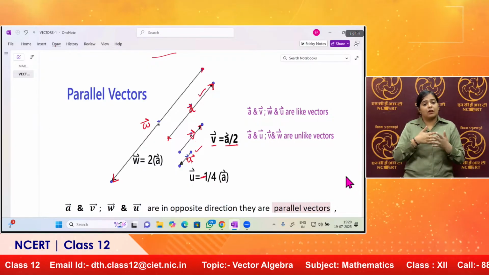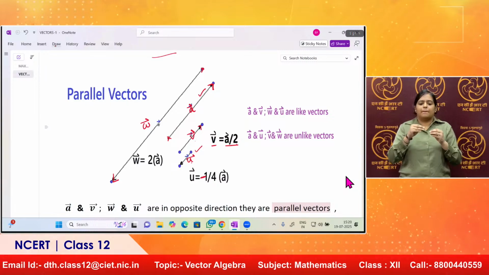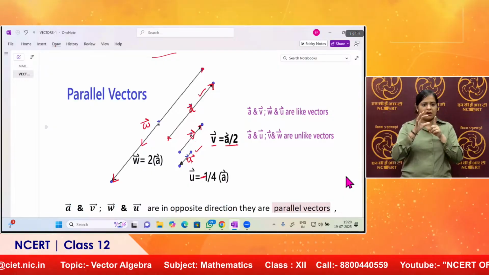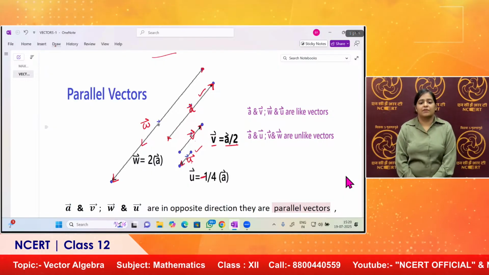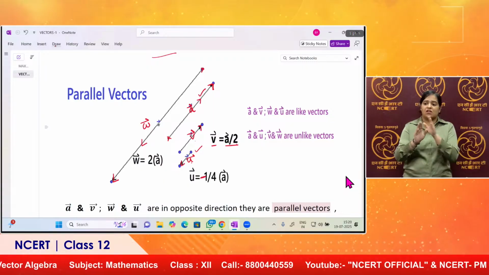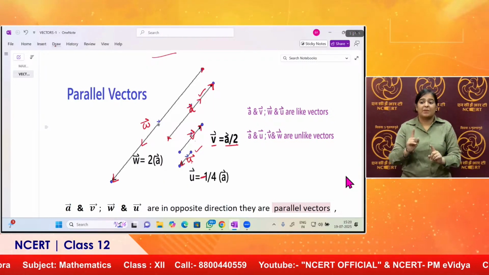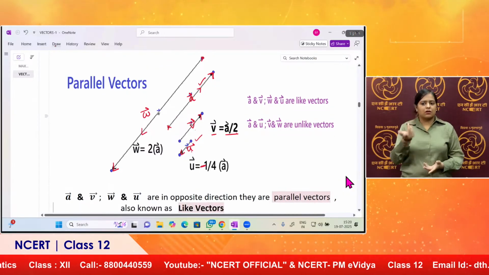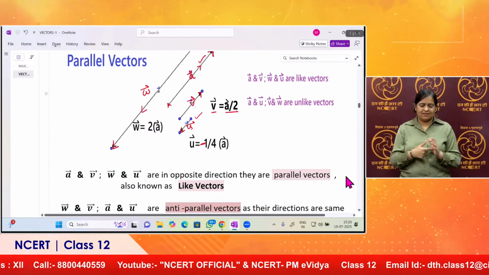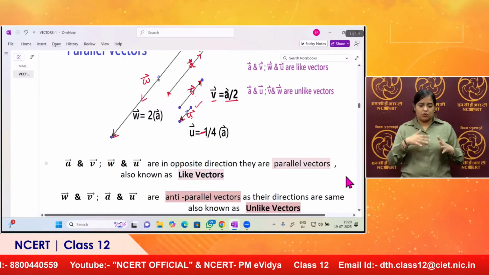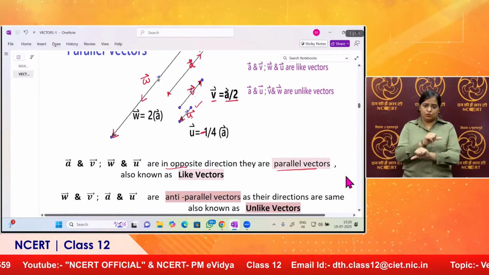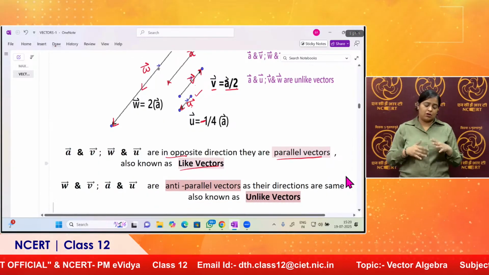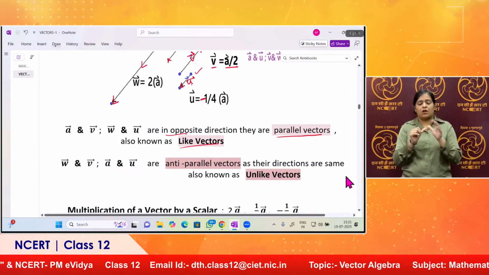So what we see is vector U and W are in the same direction, whereas V and A are in the same direction. But all these are parallel vectors, collinear vectors. They are known as collinear vectors. Fine. Now here, A and V, W and U are in the same direction, so they are known as parallel vectors, which are known as like vectors. W and V, A and U are anti-parallel, so they are known as unlike vectors.